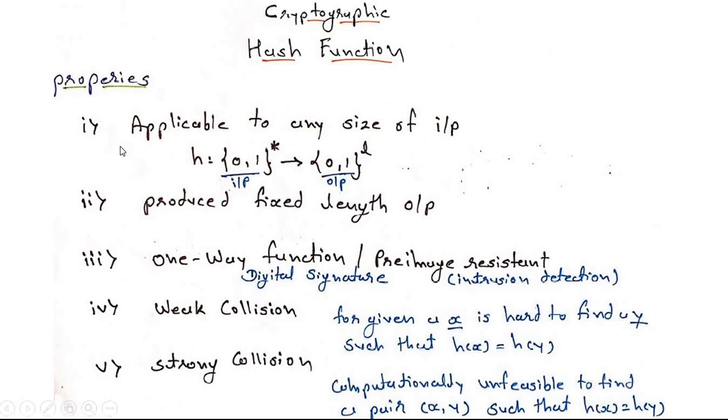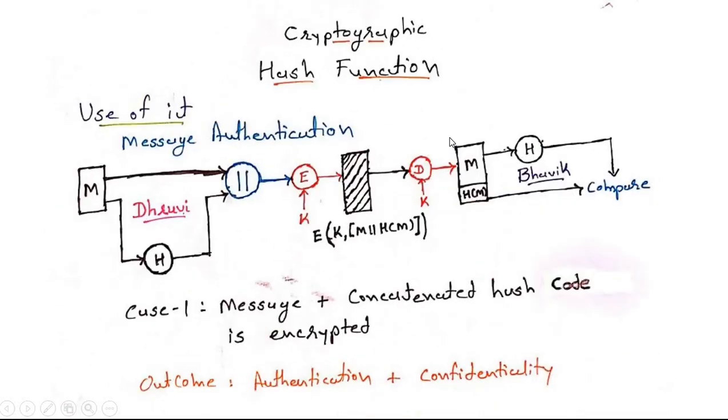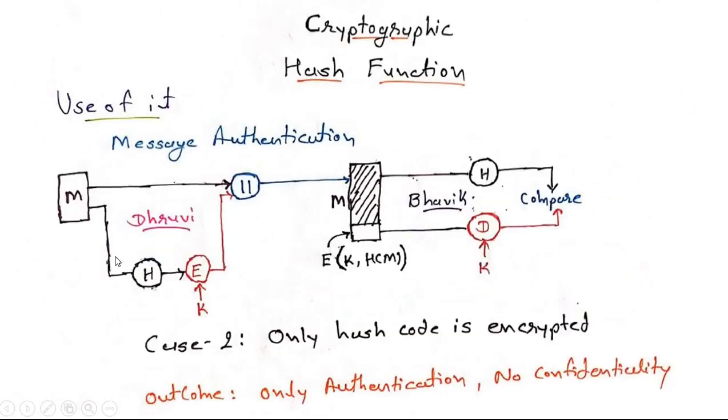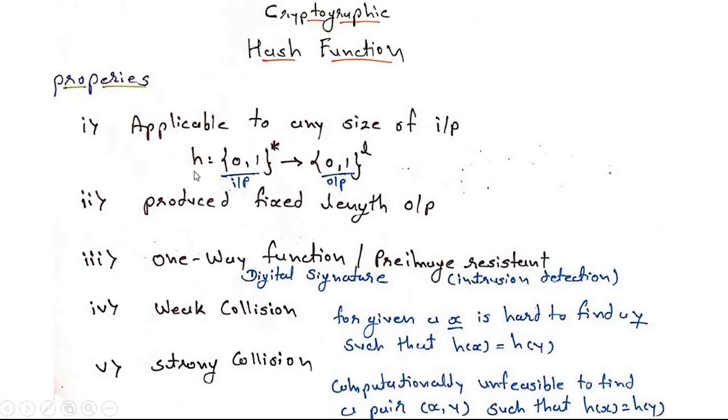So first property, it is applicable to any size of input. It means, like whatever we have discussed in our first slide, any type of message or any length of message can be converted into a fixed length of L bits. Get it? So that is the main application of hash function. Second thing, it produces fixed length output. So whatever L bit output we are getting, that is of fixed length. So whenever we are transmitting our message into the channel, we are transmitting the fixed length message.